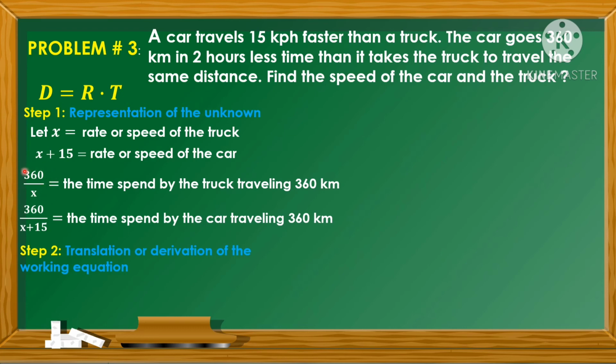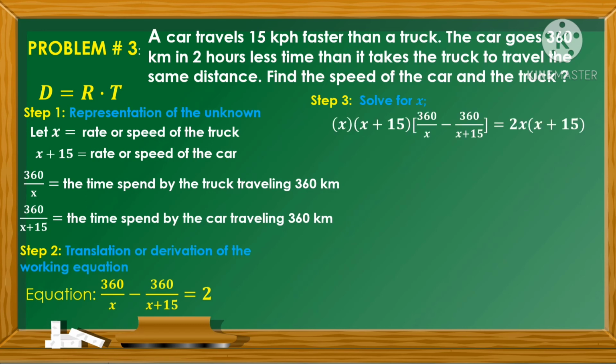Itong time spent by the truck traveling 360 minus the time spent by the car in traveling 360 equals 2. So, yun yung difference nila. Kaya ang equation natin ngayon ay 360 over x minus 360 over x plus 15 equals 2. This equation is based on the second sentence of the problem. So, ito ay equation reducible to quadratic equation. So, we can now solve for x.